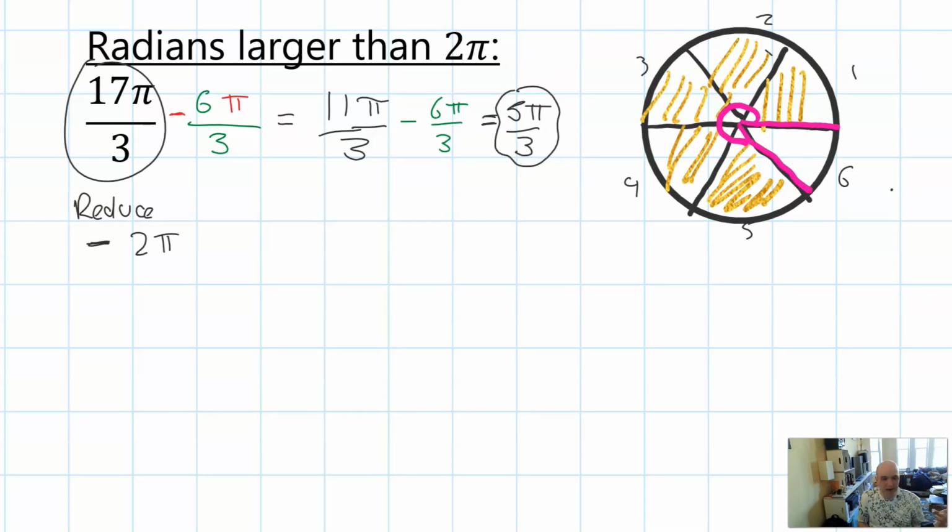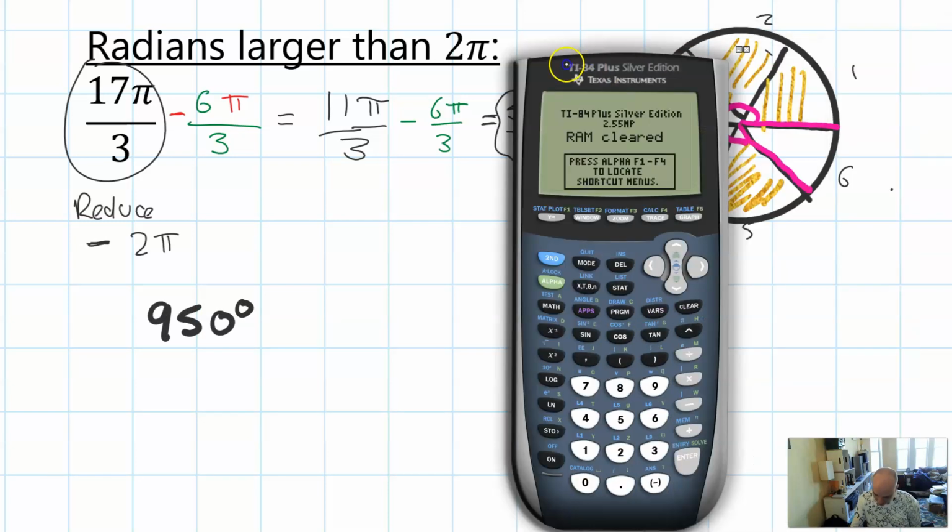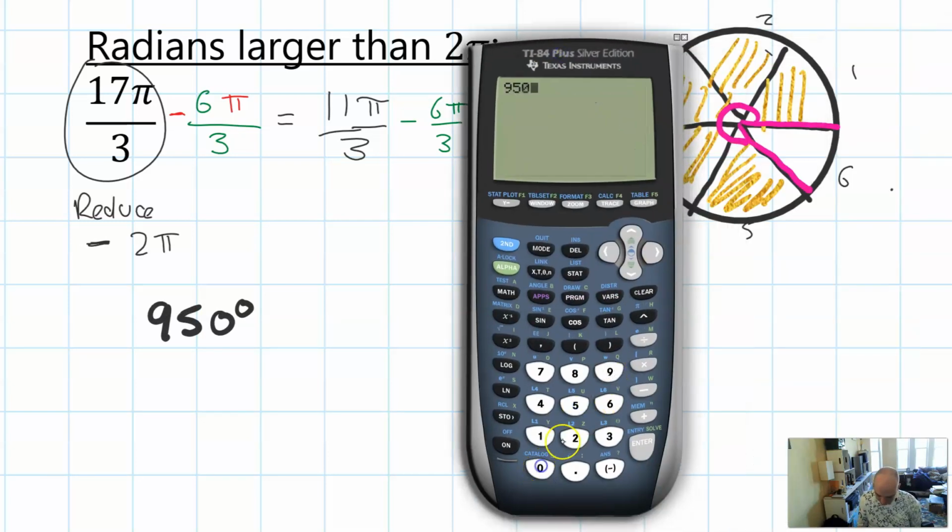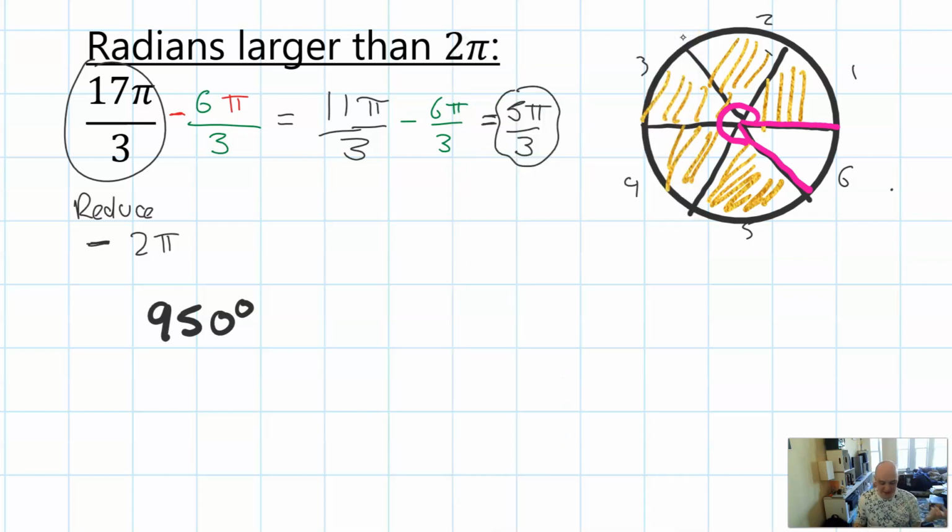So that's how we deal with radians larger than 2 pi: we just take away 2 pi until the radians are smaller than 2 pi. You've done this in degrees. If you've ever seen 950 degrees, and you tried to figure out how big that is, the move that you will do, you can just do 950 minus 360, until you get to an angle that you know what to do with. So it's the same idea. We're just replacing that 360 with a 2 pi.